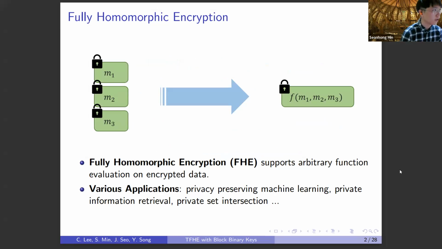So let's get into the notion of fully homomorphic encryption first. FHE is a cryptosystem which supports arbitrary function evaluation on encrypted data, and it can be applied to a variety of applications such as privacy-preserving machine learning, PPML, or PIR, or PSI.